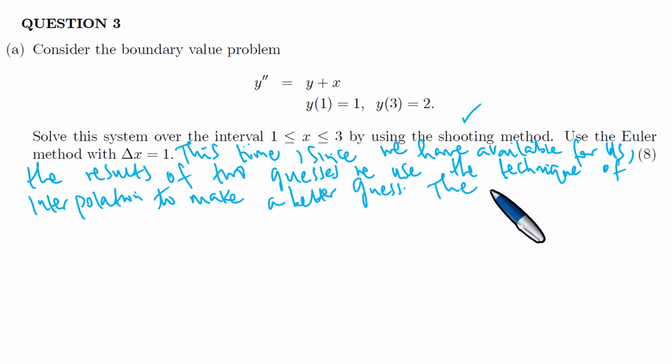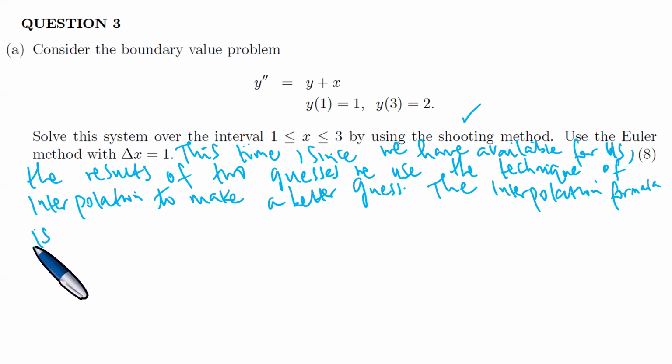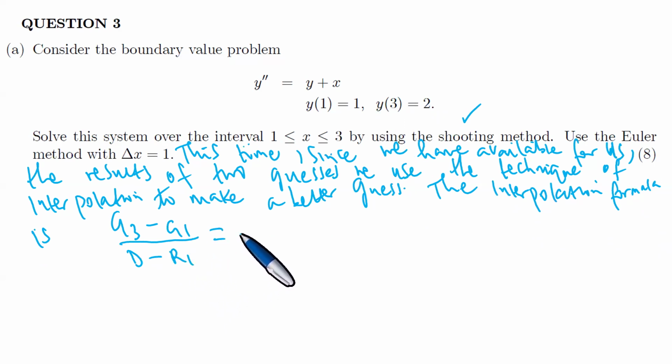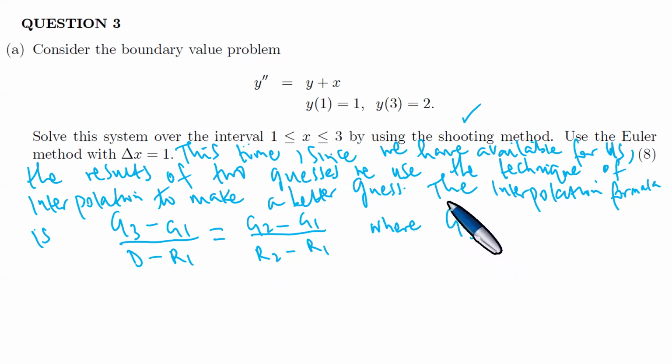The interpolation formula is going to be: guess number 3 minus guess number 1, divided by the D we want, which is 2, minus the R1, which was the first result we got, equals guess 2 minus guess 1 divided by R2 minus R1, where guess 3 is the next.